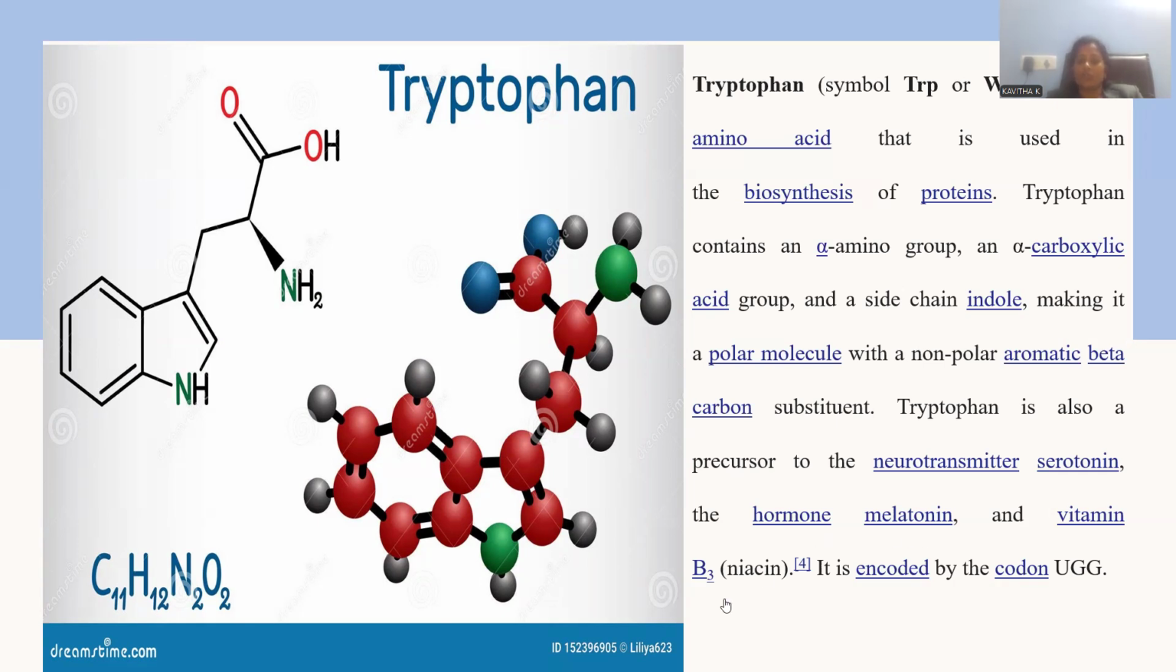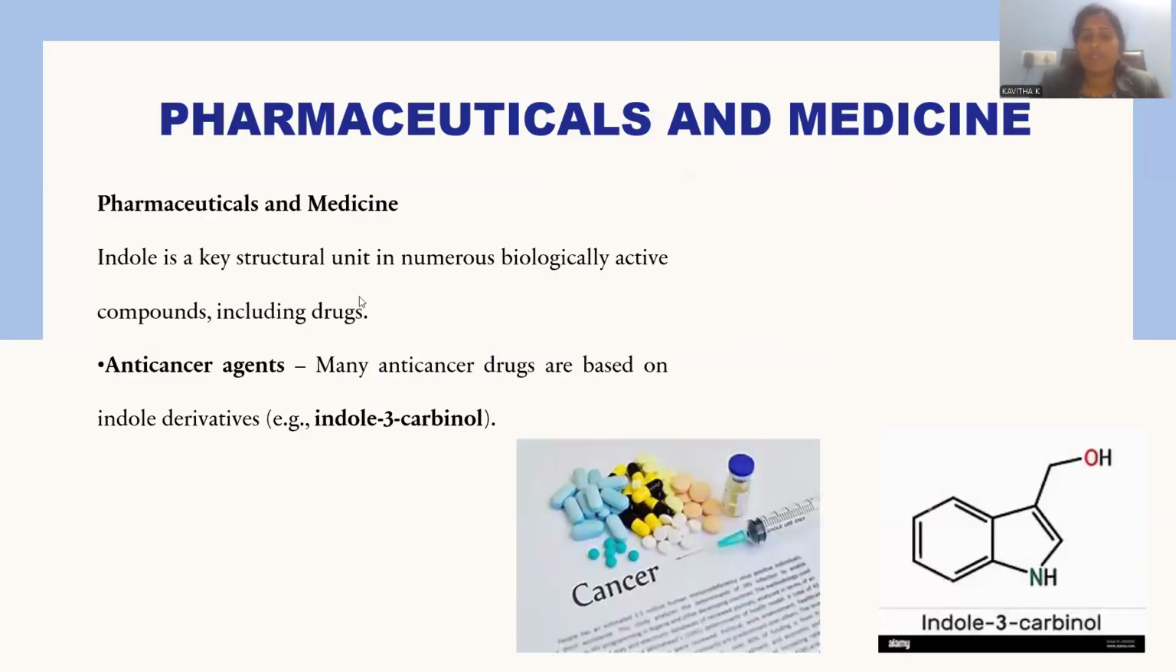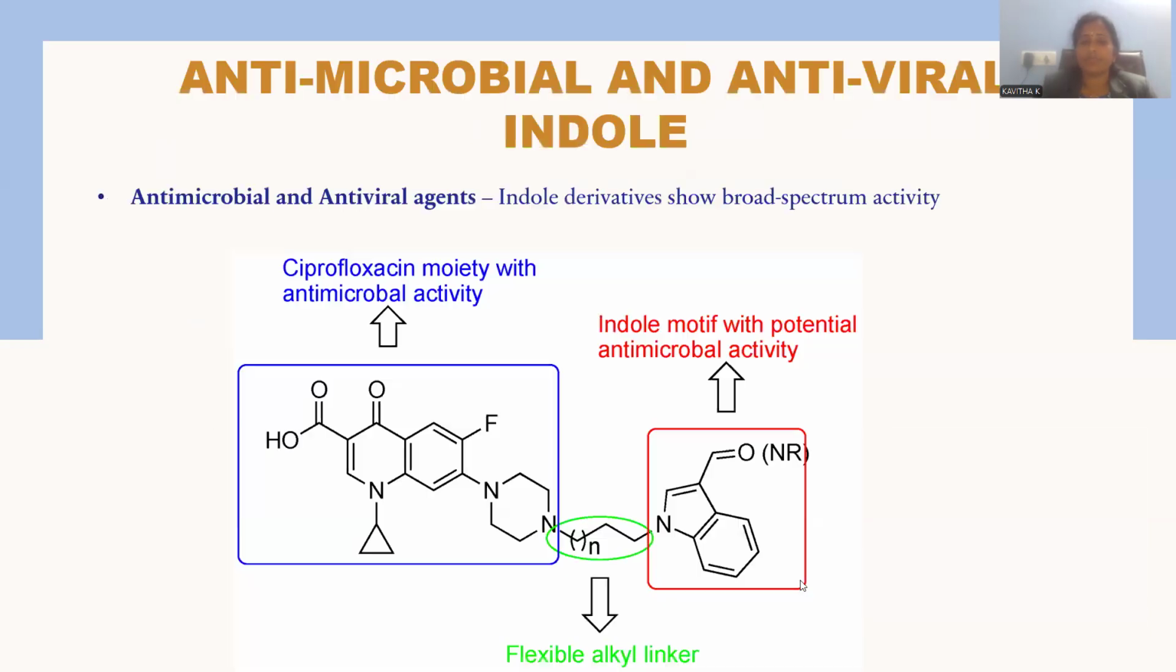Vitamin B3, niacin, is also synthesized starting from this tryptophan itself. And in the genetic matter, it is encoded as UGG. Then pharmaceutical applications for this indole are unlimited, and you can notice anti-cancer medications are available. Indole 3-carbonyl is a simple molecule with the effective pharmacophore functionality, and it is a better curative for this kind of cancers, malignant tumors.